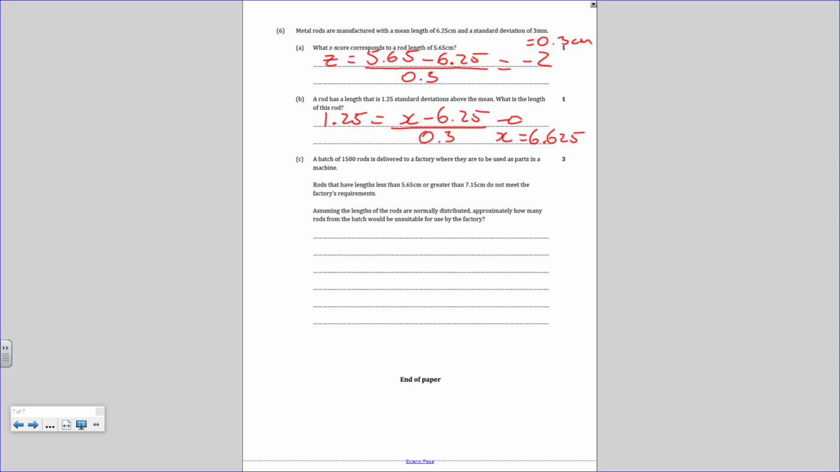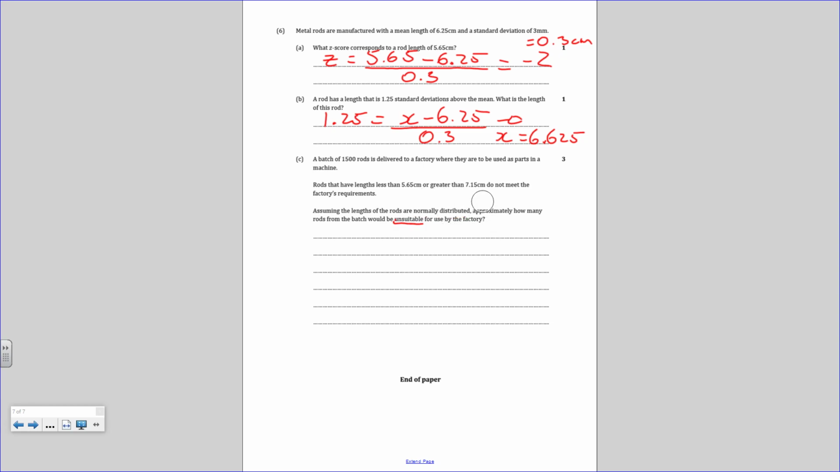Lastly, another longer question. A batch of 1,500 rods is delivered to a factory where they are to be used as parts in the machine. Rods that have lengths less than 5.65 or greater than 7.15 do not meet the factory's requirements. Assuming the lengths are normally distributed, that's really important to have there. If it didn't say that sentence, we wouldn't be able to use the 68, 95, 99.7 rule. And approximately how many of them will be unsuitable.